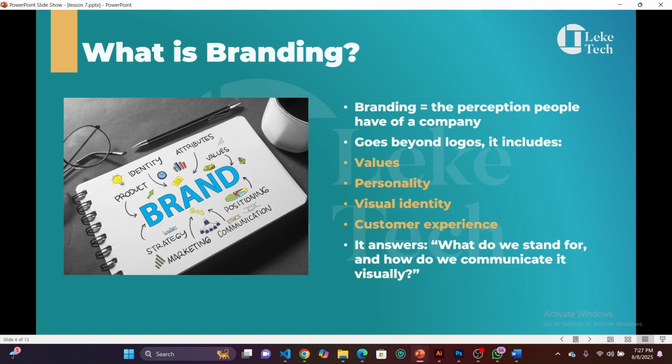Or if you are creating a branding from scratch for a company, you should think about all these little details. So branding answers the what do we stand for and how do we communicate it visually. You mentioned before that even colors evoke certain emotions, right? So for example, you have green or blue which involve growth.